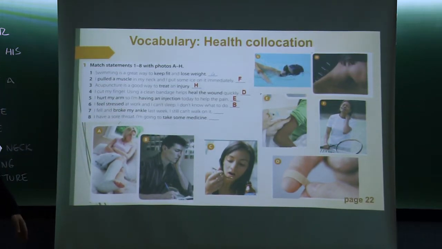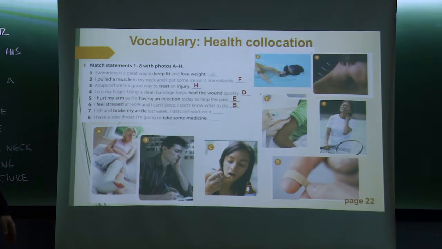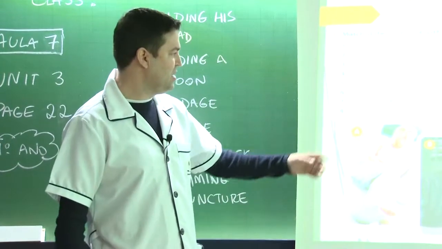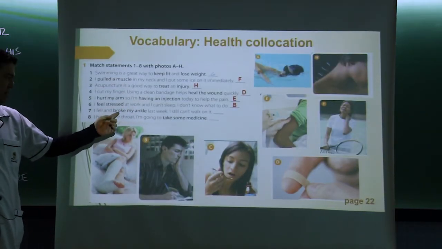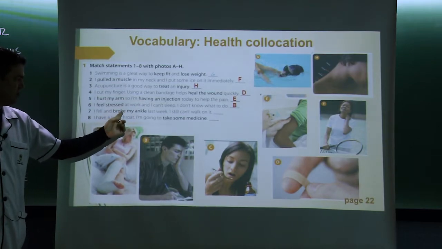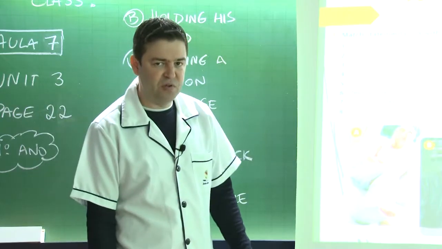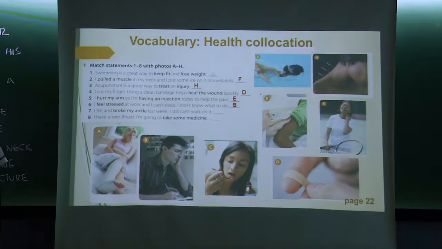Number 7, I fell and I broke my ankle last week. I still can't walk on it. Right, part of the body. This is an ankle, yes. So somebody broke it. Broke a part of the body. Break is the verb, in the past here. So that's verb collocation. Break a bone. Bone is the solid part of your body. Okay? In this case, an ankle. That's letter A, right?